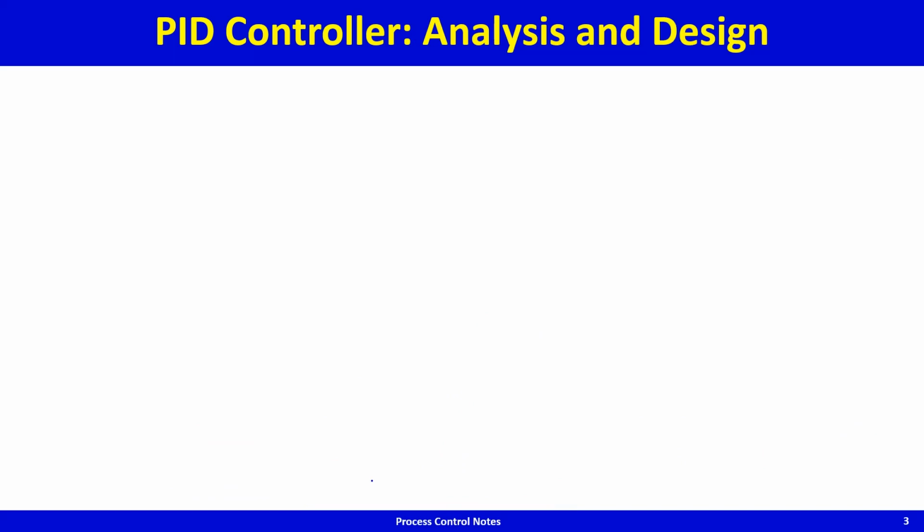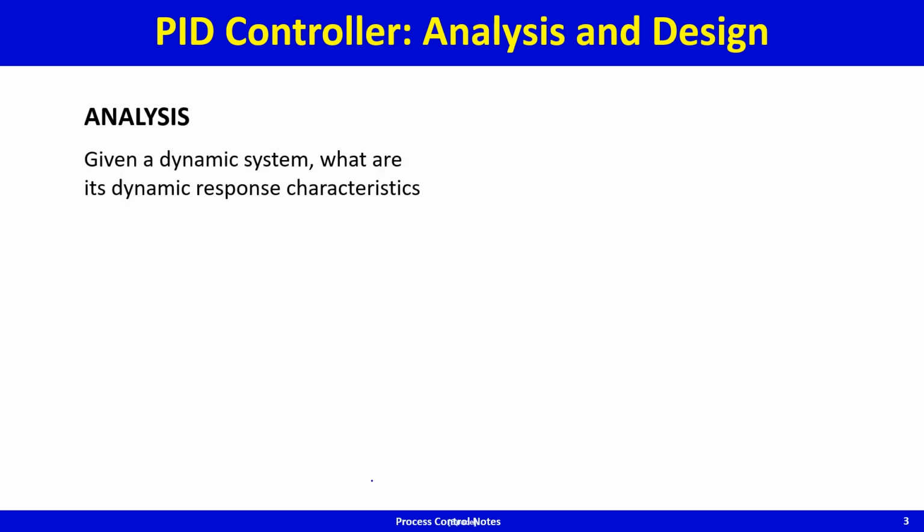Now when we are designing a control system, we have a dynamic system, and a dynamic system can be analyzed for what kind of dynamic response it has, or you could design your controller so that the dynamic performance of that controlled process satisfies a certain performance specification. Of course, that performance specification must be feasible, realizable. So what is analysis? Given a dynamic system, what are the dynamic response characteristics? And the dynamic system in general could be with control or without control. So that's analysis.